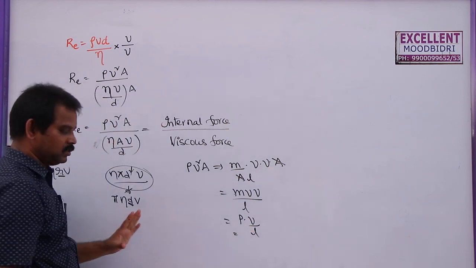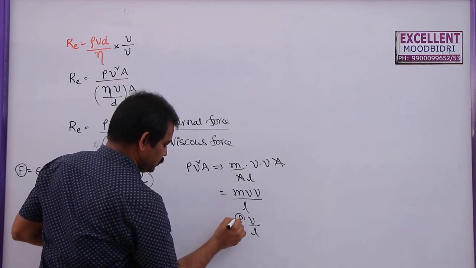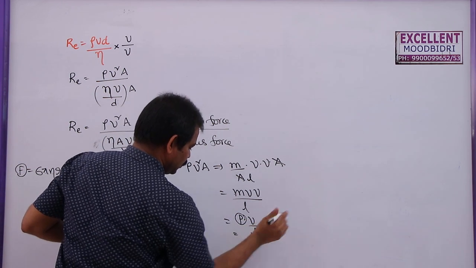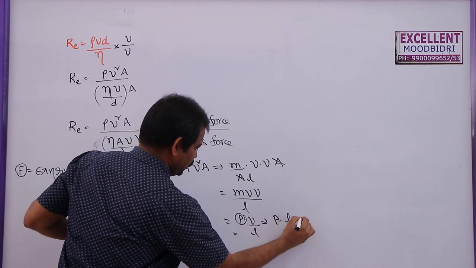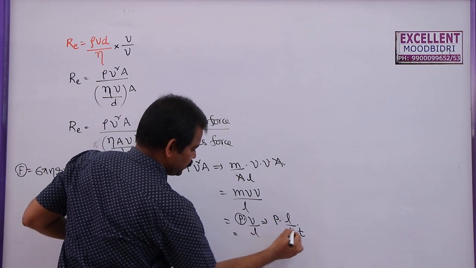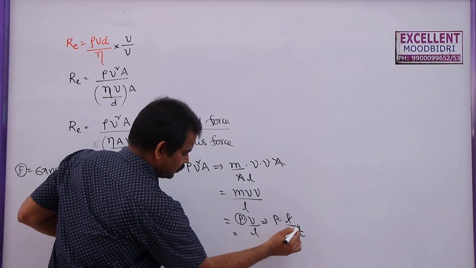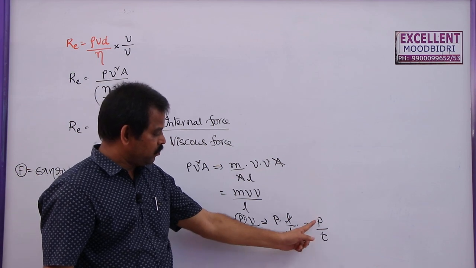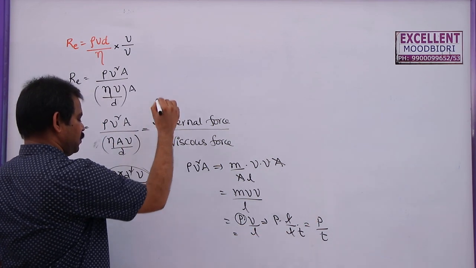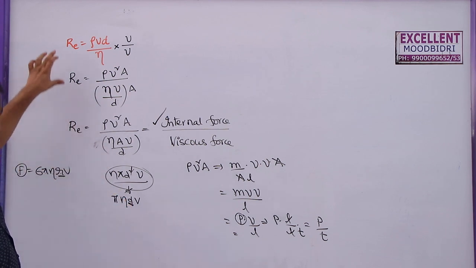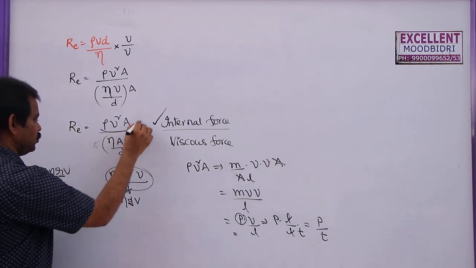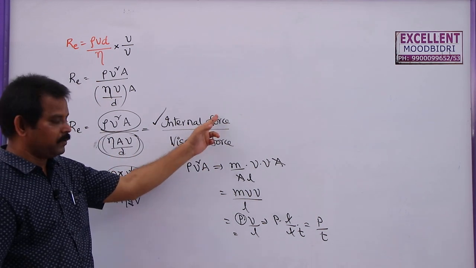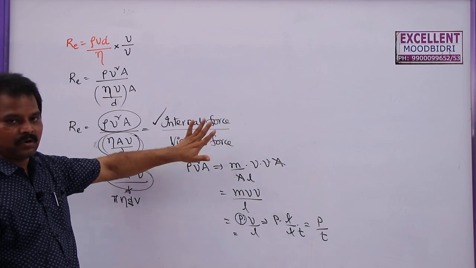We know that force is the rate of change of momentum. So this is P. We can write this as m, L by L, into velocity, which is distance by time. Once again this L by L gets cancelled. This is P by T. So what is this P by T? The rate at which the momentum is changing is nothing but internal force. That's why Reynolds number can be written as the internal force divided by the viscous force. As this is a ratio between two different forces, it has no unit and no dimension formula.